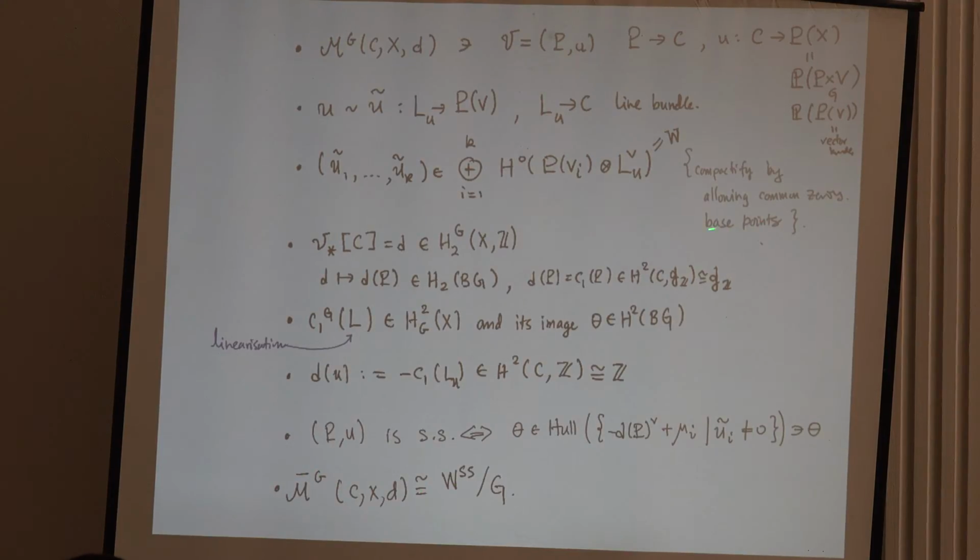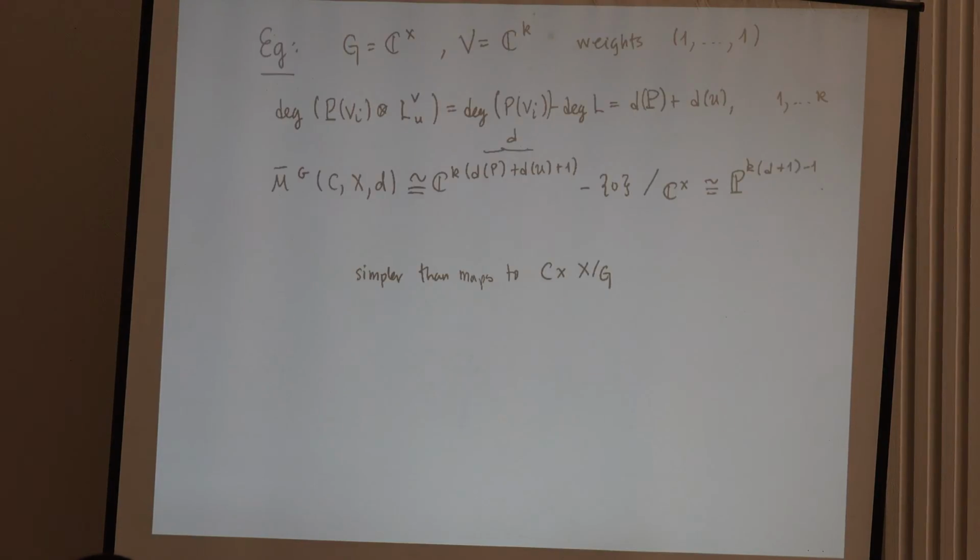This is because I am allowing these base points, but in general, you can just ignore that, remove it, and then you can compactify them in different ways. So then this moduli space that I am trying to define is essentially just the semi-stable set of these sections, mod G. And so this is a construction for the moduli of gauge maps in this particular case.